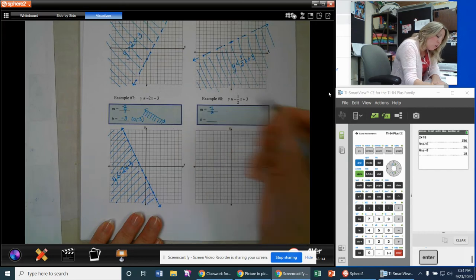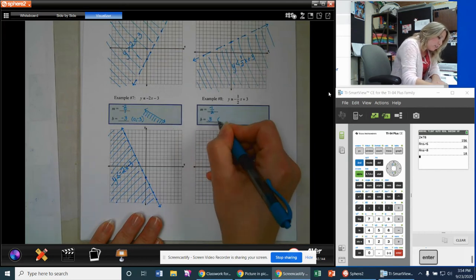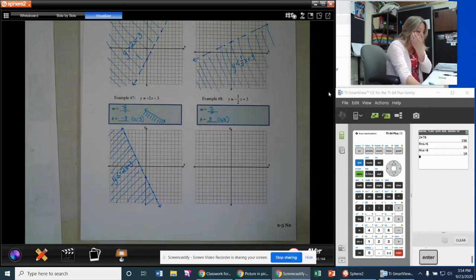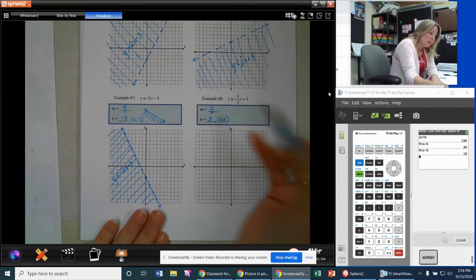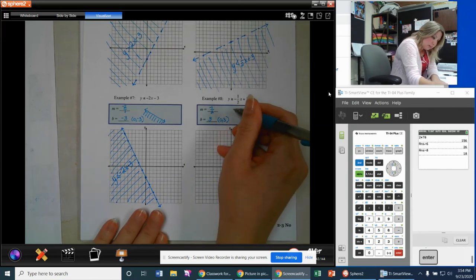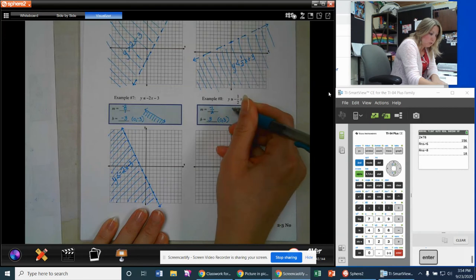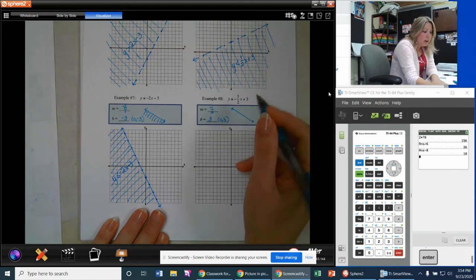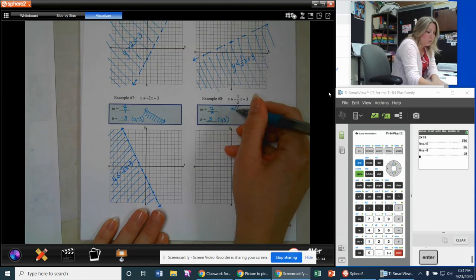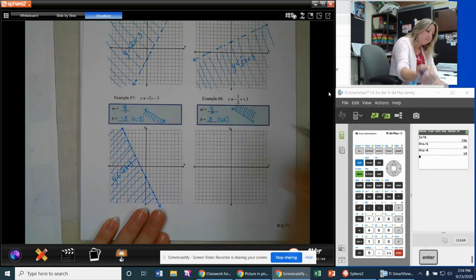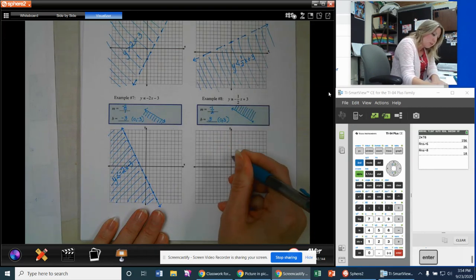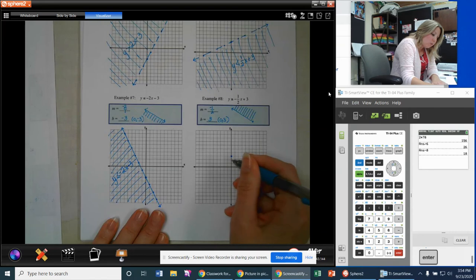-1/2 slope, +3 y-intercept. So 0, 3 is my y-intercept value. This is a negative sloped line. It is solid because there is an equal to part of my inequality sign. And we are greater than, so we're going to shade above the line. Start with 1, 2, 3 right here. Down 1, right 2. Down 1, right 2.